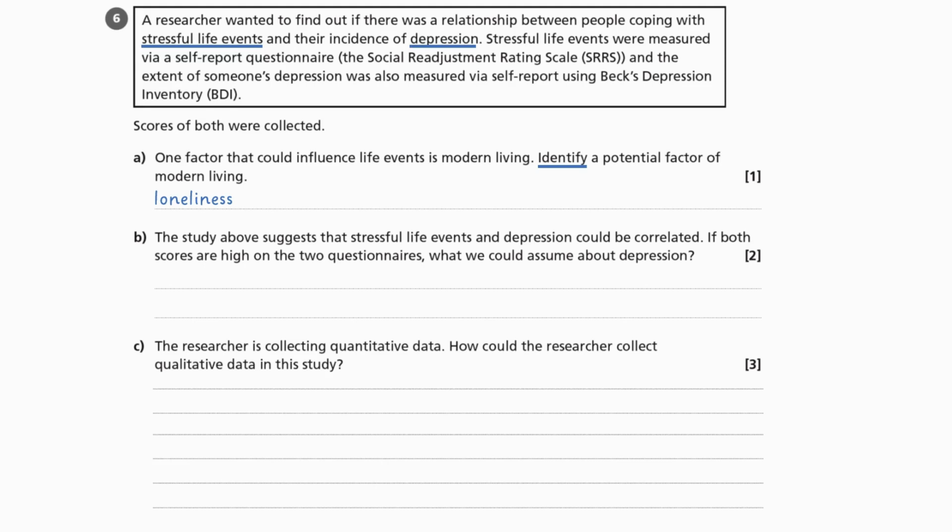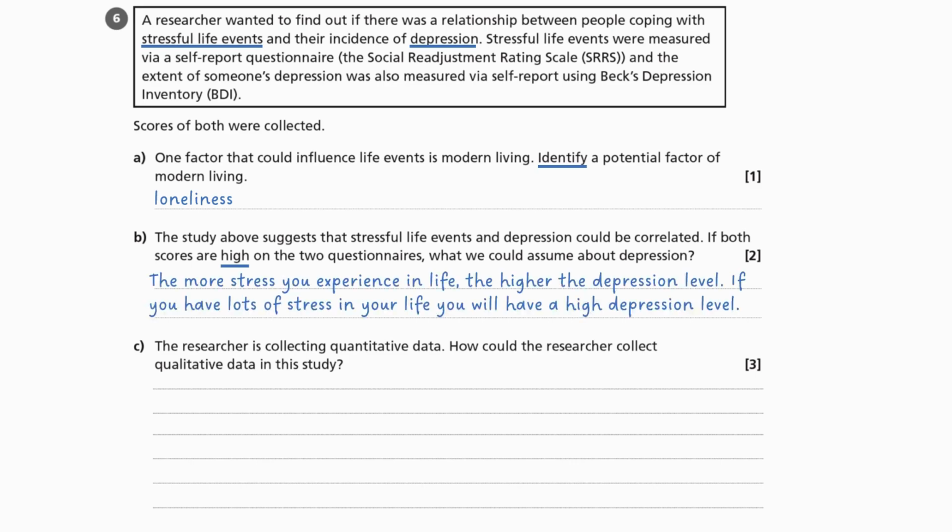So question B is, the study above suggests that stressful life events and depression could be correlated. If both scores are high on the 2 questionnaires, what could we assume about depression for 2 marks? Now, I've just underlined there high, so if you've got a correlation and if one of your covariables is high and the other one is high, it means that you have got a positive correlation. Now, what that means is that if you have got a lot of stressful life events, that's very high, then that means that your depression levels are also high. So the more stress you experience in life, the higher the depression level.